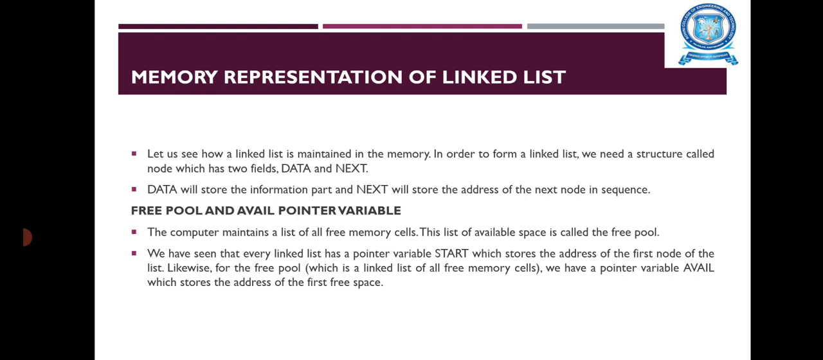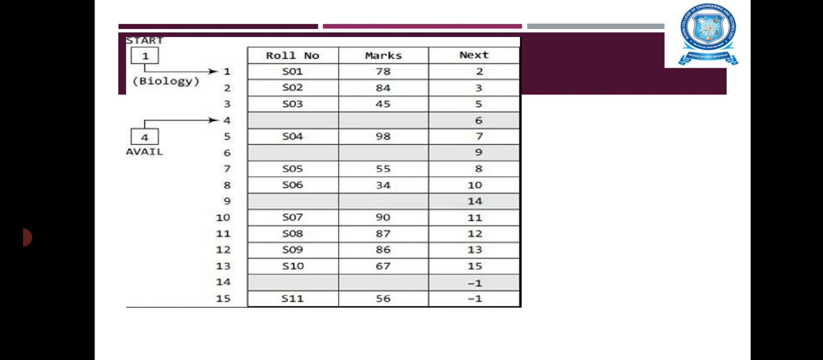Then the next one is the free pool and the avail pointer variable. The computer maintains a list of free memory cells. This list of available space is called the free pool. We have seen that every linked list has a pointer variable, start, which stores the address of the first node of the list. Likewise, for the free pool, we have the pointer avail, which stores the address of the first free space.